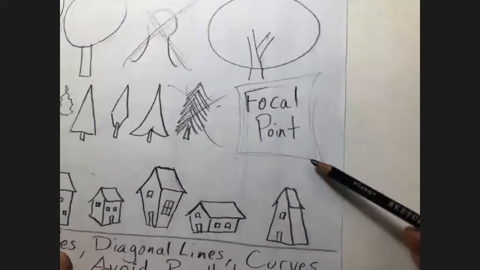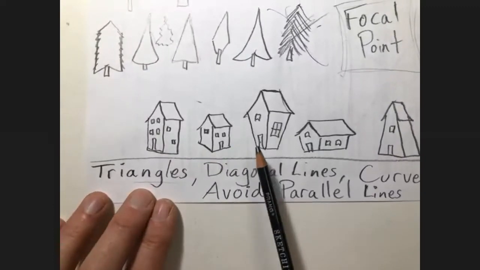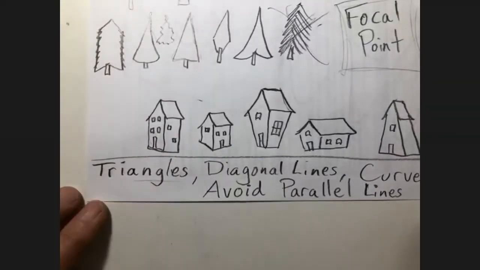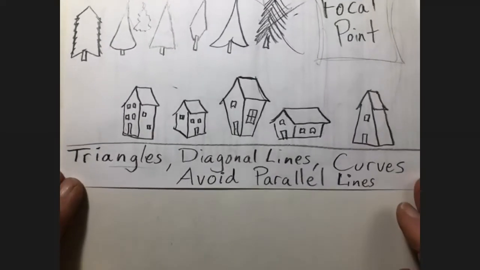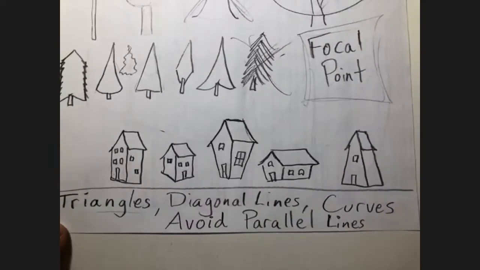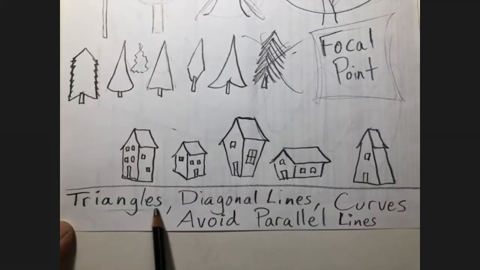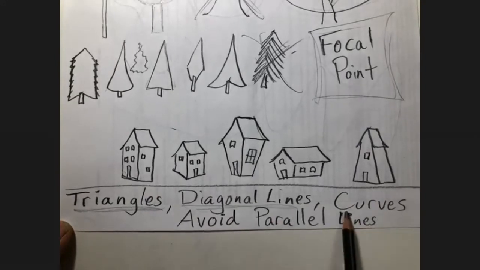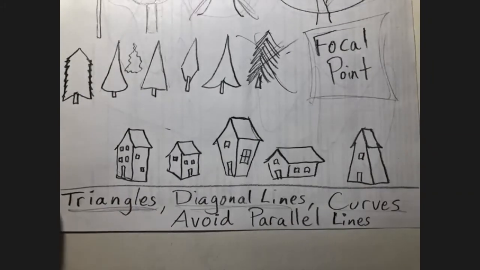We want to have a focal point, and for a focal point, we're just going to put in buildings for fun. If you think of something else you want to do instead, that's totally fine. Again, how to keep a simplified landscape from getting boring: we want to focus on these things. As we divide up the space, try to divide it into triangles, working with diagonal lines and curves, and try to avoid parallel lines. So that's where we're going.